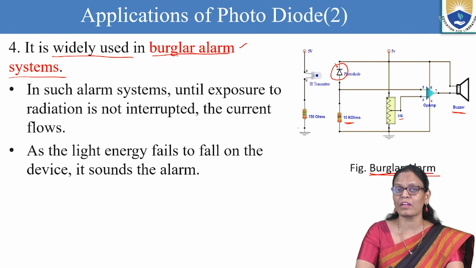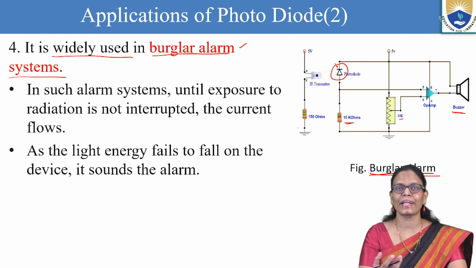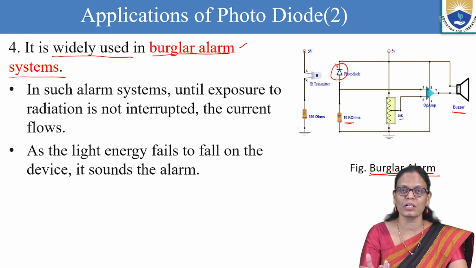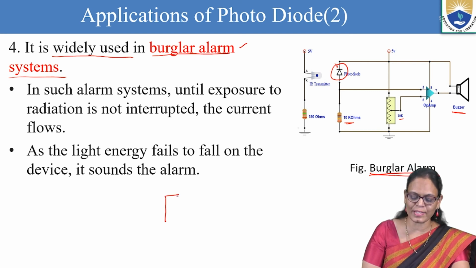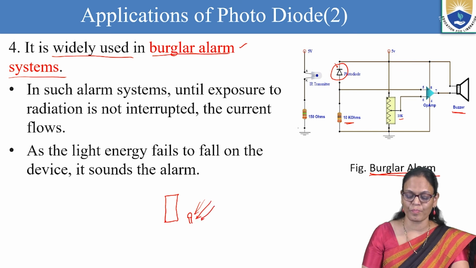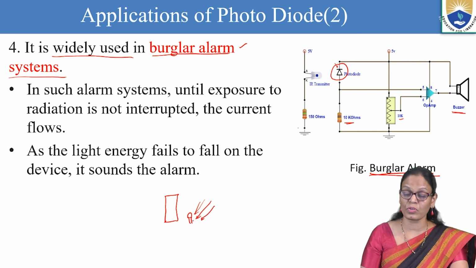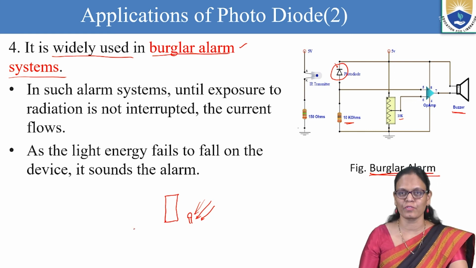So, burglary, wherever we have valuables, like in banks and where we keep lockers and all, they have to be protected. So, there we'll be using the burglar alarm. What happens here is wherever the device is, there will be a photodiode and light continuously falls onto the photodiode. So, as long as the photodiode is exposed to light, there will be current flowing. Means continuously there is conversion of this light energy to electrical energy. So, the circuit is complete and current flows.